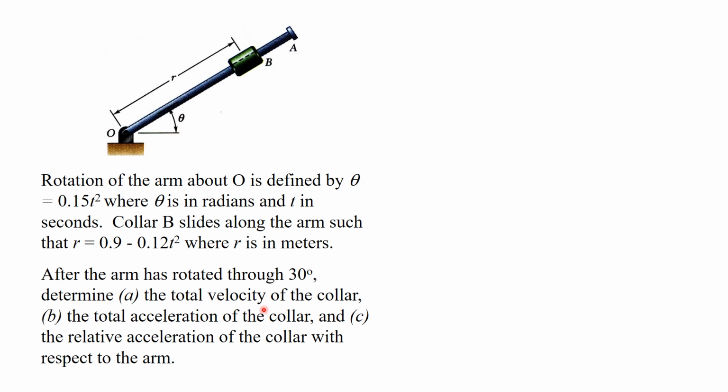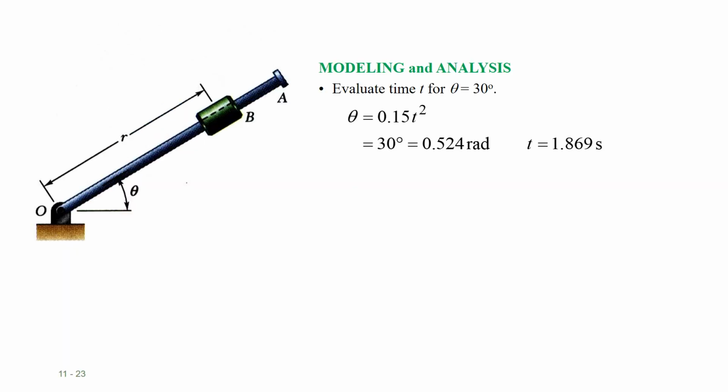So now our velocity is going to have 2 components, the radial and the angular components. We're also going to find the total acceleration of the collar. This time we're going to have 4 different components to walk through for our acceleration. And we're going to look at relative acceleration with respect to the arm, as well as the total acceleration with respect to O. Modeling and analysis. So we have an equation for how the angle is changing with time. This is going to be in radians and in seconds, and we're going to evaluate this when theta is equal to 30 degrees.